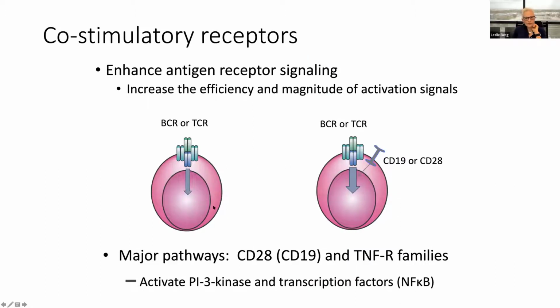Okay, so how do co-stimulatory receptors work? So here we have B cell receptor or T cell receptor activating a lymphocyte, and these responses can be enhanced by co-stimulatory receptors. So in T cells, a main co-stimulatory receptor is CD28. In B cells, CD19 is also very important, as we'll see in a minute. And in addition, there are members of the TNF receptor superfamily that also function as co-stimulatory receptors in B and T cells. And these co-stimulatory receptors basically activate PI3 kinase. So they play a role in enhanced survival and altered metabolism in the B and T cell. And they also help activate transcription factors, in particular NF-kappa B.